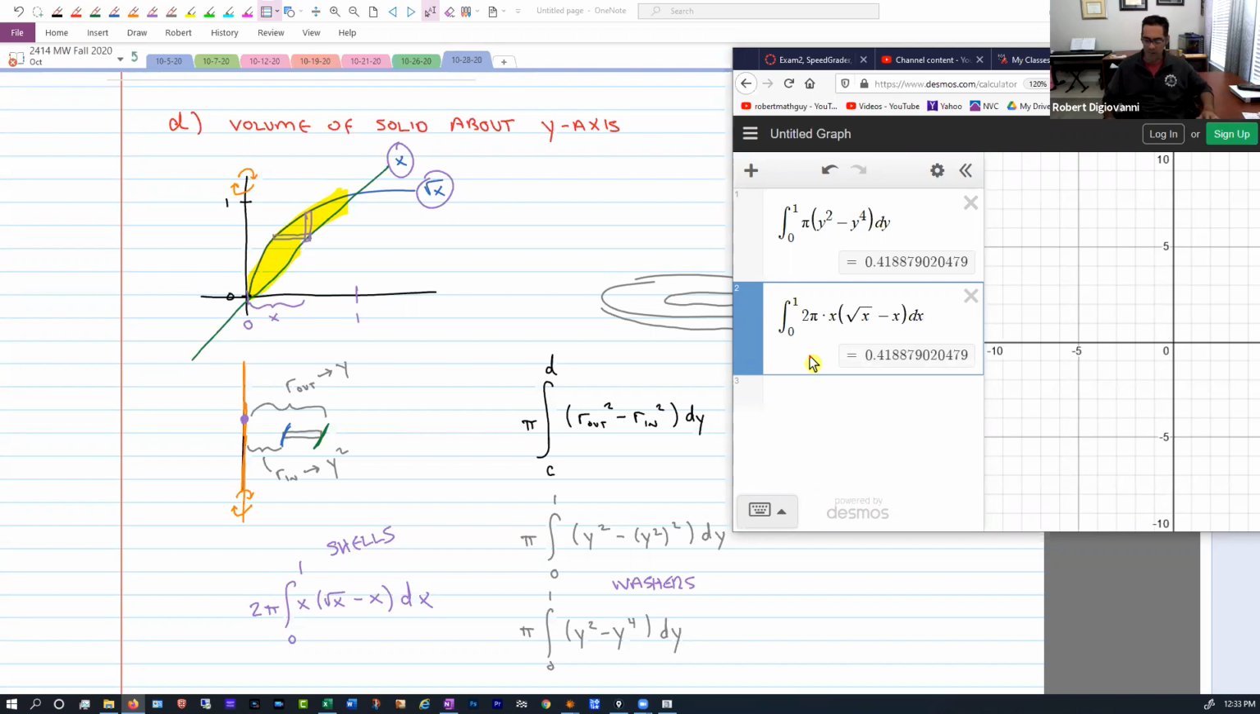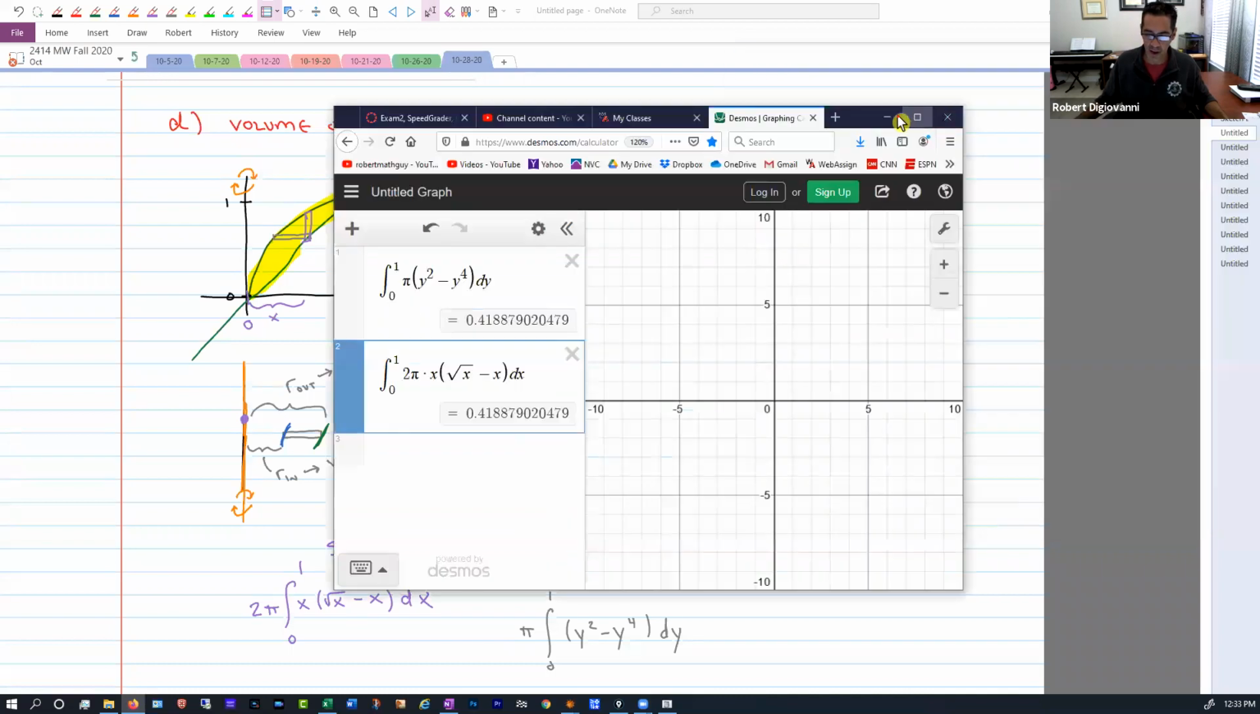All right, so we've got some very powerful stuff on board now. We can do a lot with this. We can rotate pretty much anything around any axis or any line and be able to come up with a numerical value.